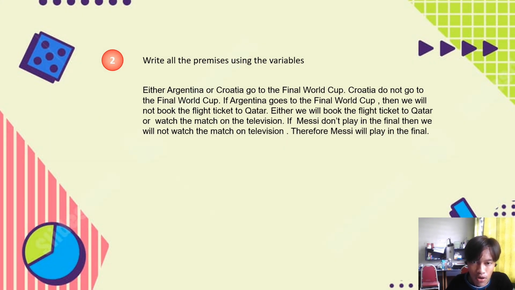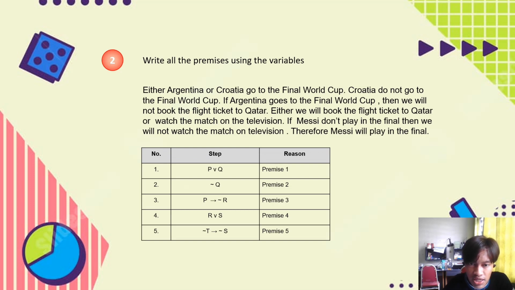The second step is to write all the premises using variables. To write down all the premises, we must write sentence by sentence. For example, for the first sentence, either Argentina or Croatia go to the final World Cup, Argentina is P, and Croatia go to the final World Cup is Q. And then it uses "or" in the middle of the sentence. Or is a disjunction, and we must put a V symbol in the middle of both variables, and then declare it as premise 1.